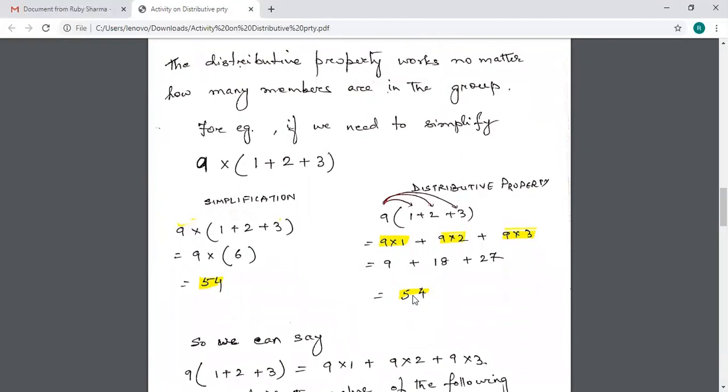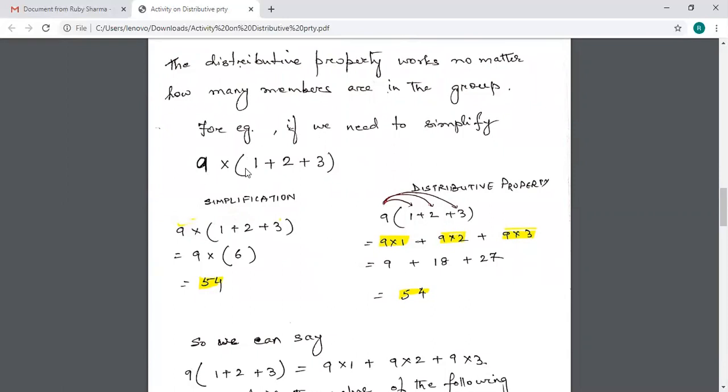Now we have learned the distributive property with two numbers in a group within brackets. Now it can be extended to any number, sum of any numbers here. There can be three numbers, 1, 2, and 3. There can be four numbers here. You can add one more plus something, say plus 5. So there will be four numbers. So here you can add as many numbers as you want.